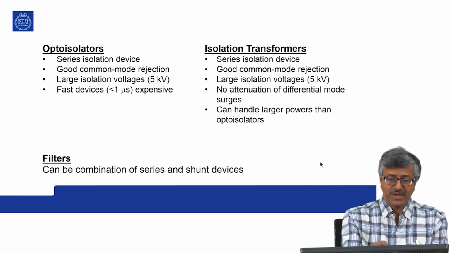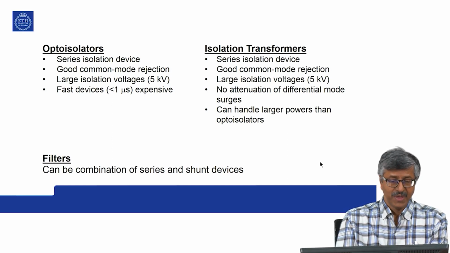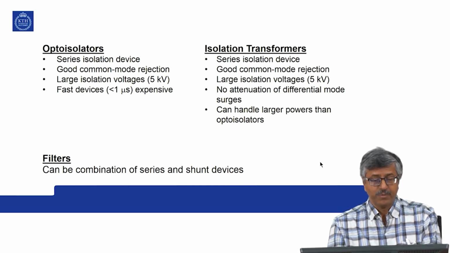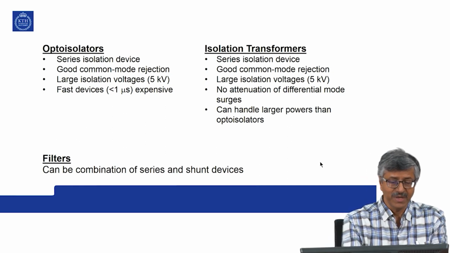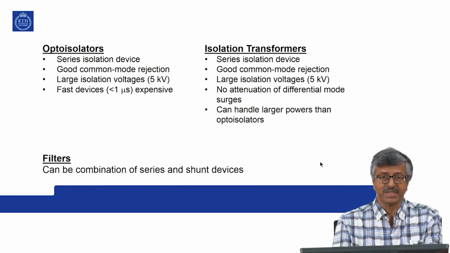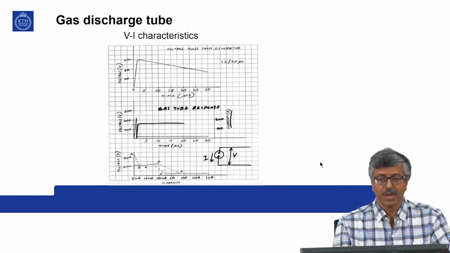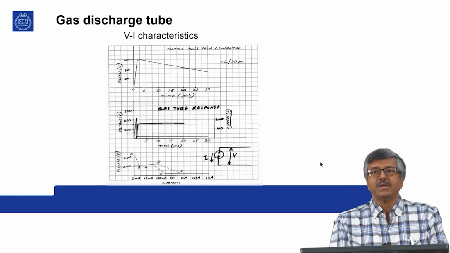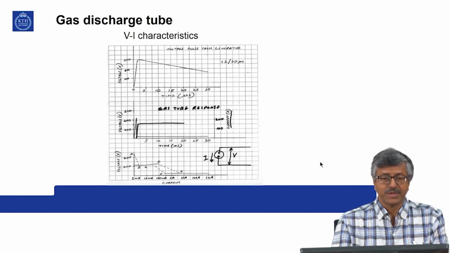So, these are not really surge protectors, they are more isolation devices rather. Filters can be a combination of series or shunt devices, and you can even introduce nonlinear devices into a filter. Let us look at the VI characteristics of gas discharge tubes.